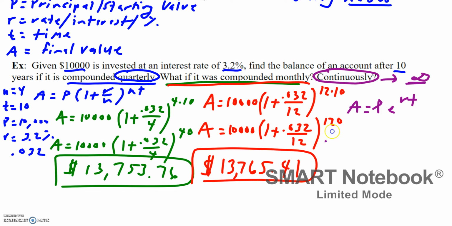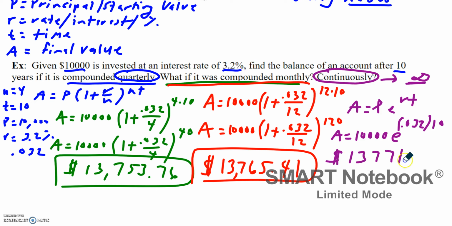We would have A equals $10,000 for P, e to the rate, which is 0.032, and we multiply that times the time, which was 10 years. And so if you plug that directly into your calculator, you would get a final value of $13,771.28. So it seems like compounding continuously was the best option, but all these values are very close. So yes, continuously is the best, but if you don't do that, you could probably still make a little money.